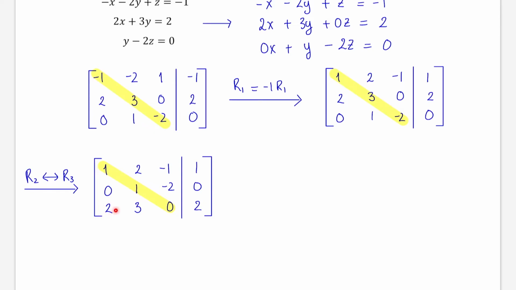To turn this 2 into 0, I will need to use the first row. So if I take this 1 times negative 2 plus 2, then that will be 0. So what I'm going to do, I'll take row 1 times negative 2 and add to row 3. So this notation says my new row 3 will be equal to negative 2 times row 1 plus row 3.